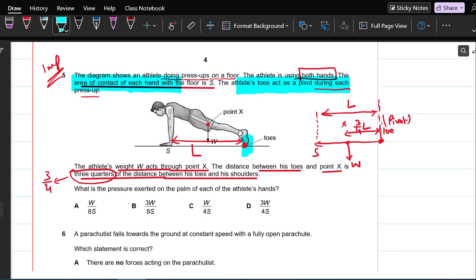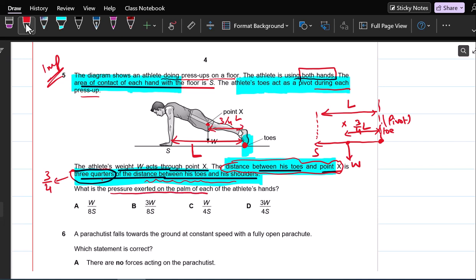This statement is indicating this. So here it is a little trick. You have to find the distance from this statement. The distance between, I am again repeating, his toes and point X is 3/4 of the distance between his toes and the shoulder. So we have to form this type of free body diagram. Again, I show here that this distance will be 3 by 4 times L because the total length I am taking. So what is the pressure exerted on the palm of each of the athlete's, sorry, both of the hands, each?